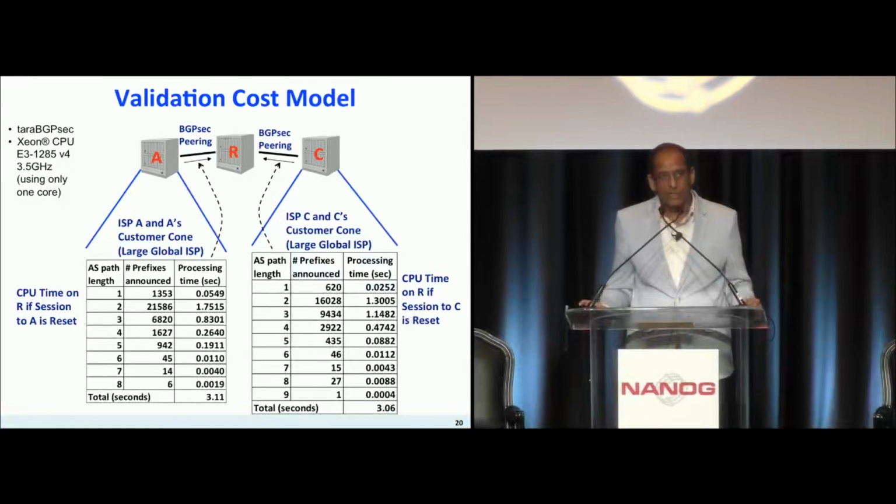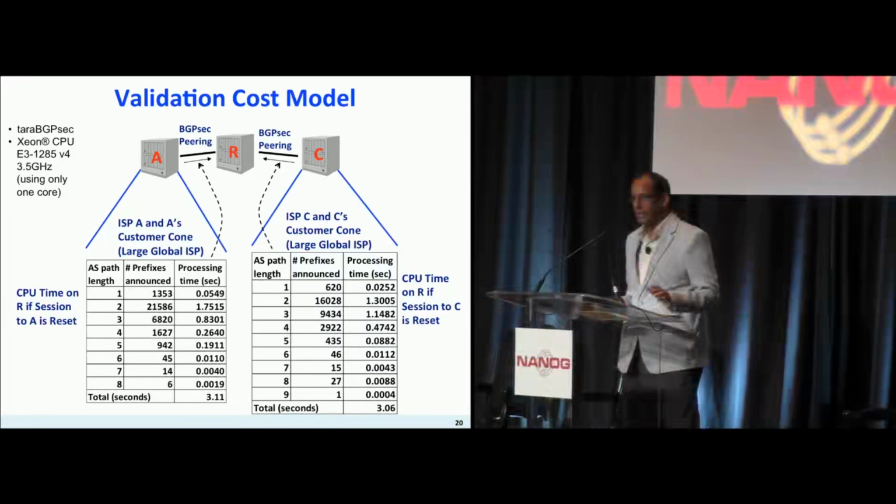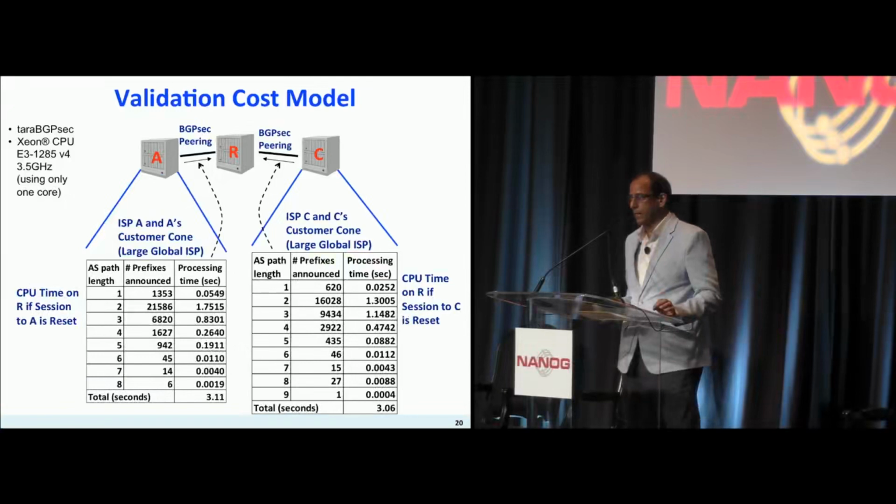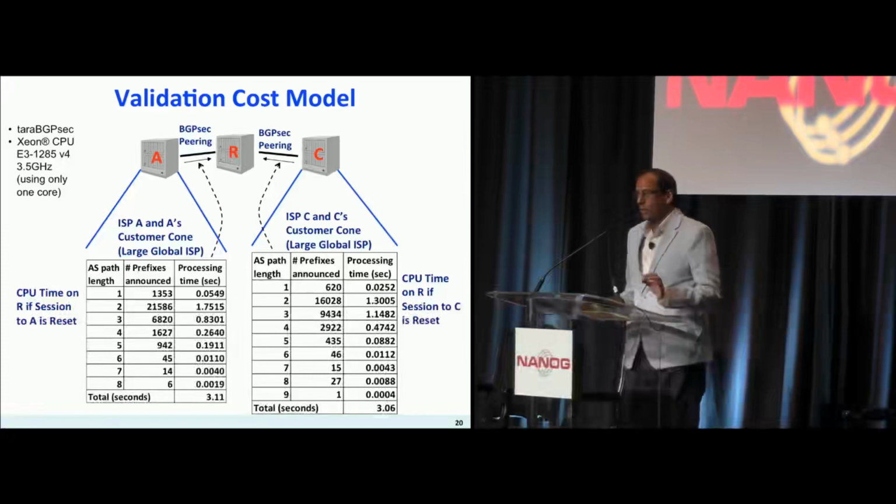And like we said in the previous slide, the update verification time is a function of the path length. We factor that into this table and calculate the convergence time for R. So if the peering session between A and R resets, how long does it take for R to receive those 32,000 BGPsec updates and compute the validation and achieve reconvergence? The reconvergence time here is on the order of 3 seconds. And the same thing holds if the session between R and C resets. So we are talking about low single-digit seconds convergence time or reconvergence time. That is pretty good.